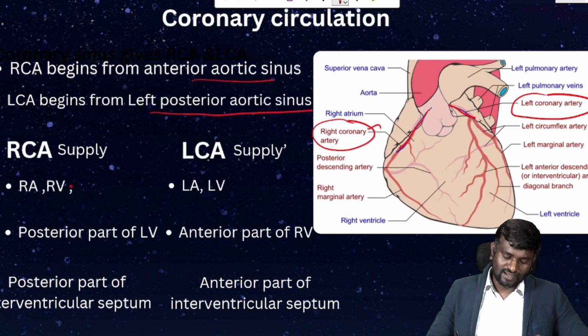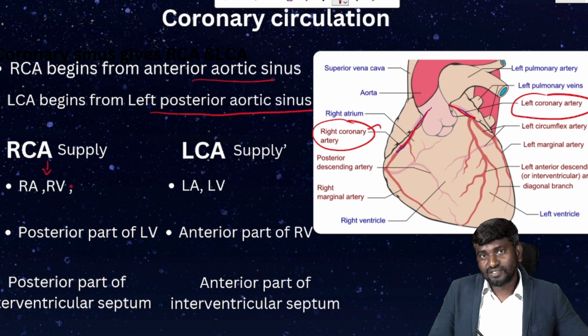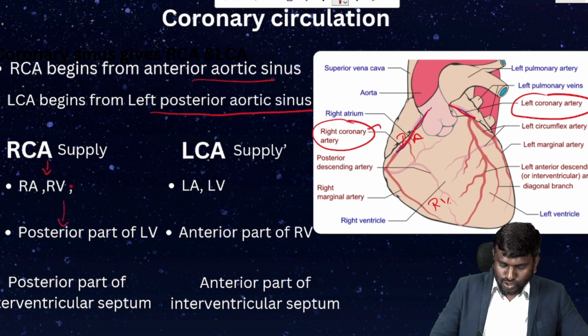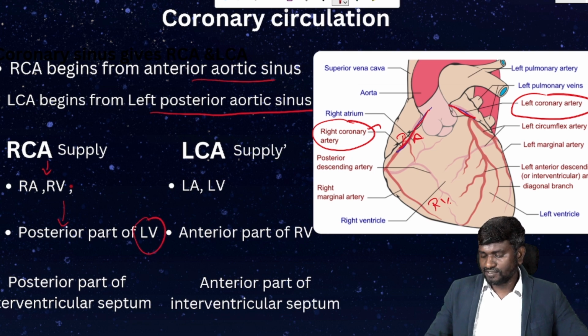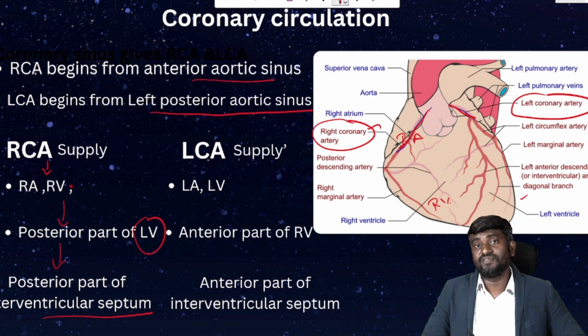What does it supply? Now, RCA supplies the right atrium and the right ventricle. Yes. Then, it also supplies the posterior part. Remember, it supplies the posterior part, behind part of the left ventricle, and also the posterior part of the interventricular septum.